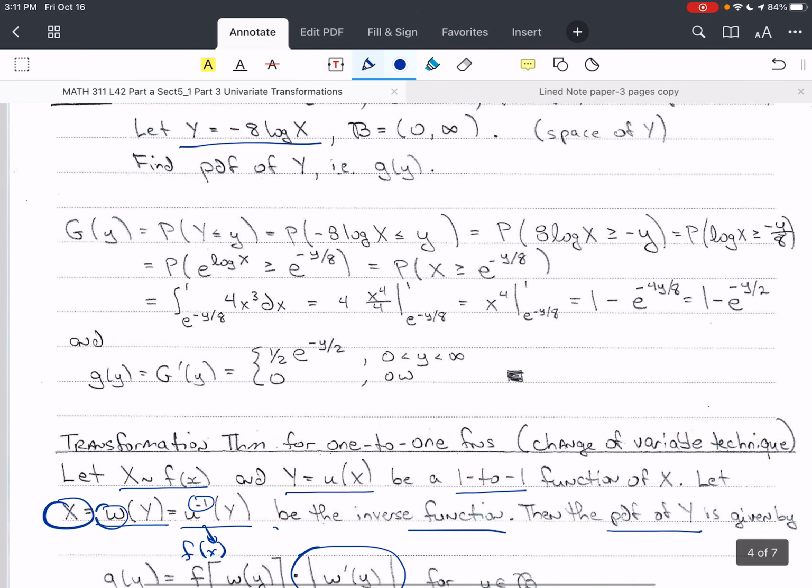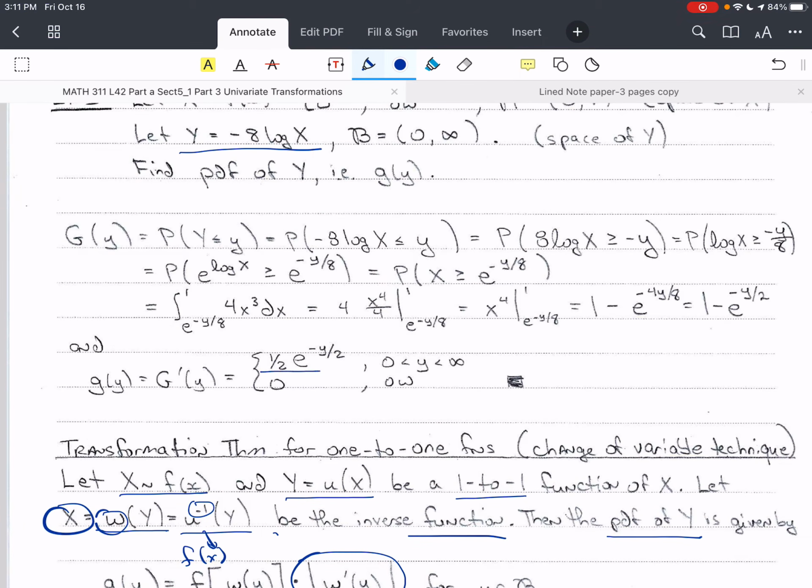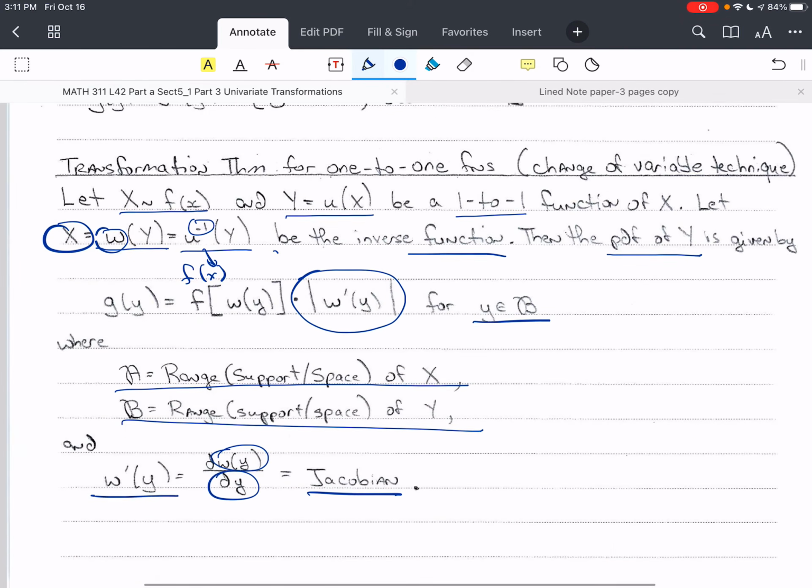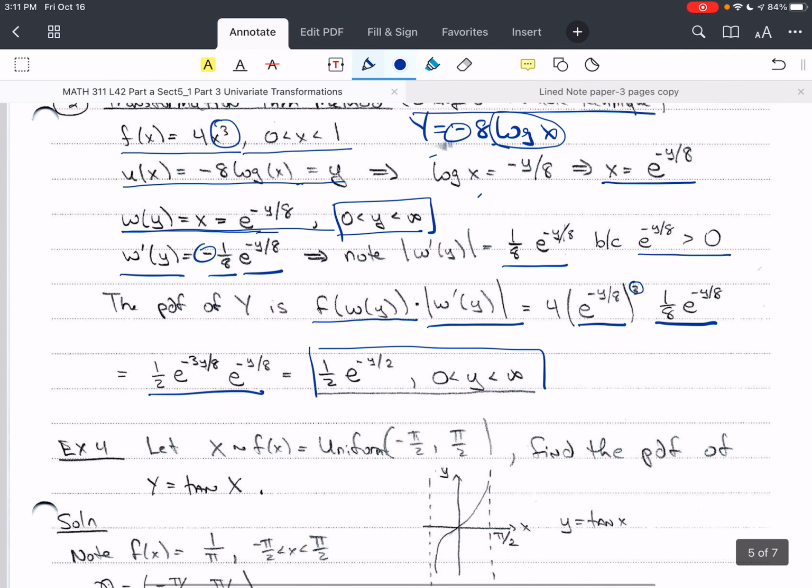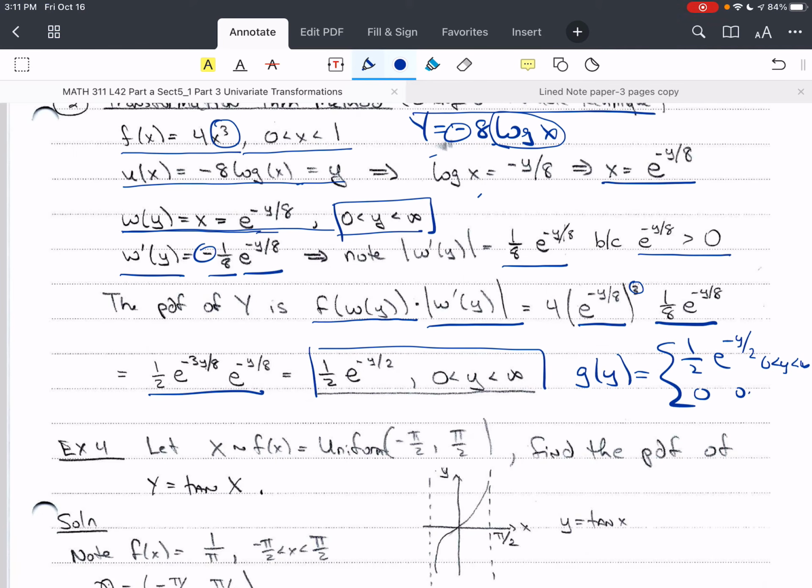And in our previous example, we ended up with 1/2 e to the negative y over 2, y is between 0 and infinity. Of course, we can write it as a piecewise function. So we could rewrite this as g of y equals 1/2 e to the negative y over 2 for y from 0 to infinity, and 0 otherwise. Okay? So we get the exact same answer.